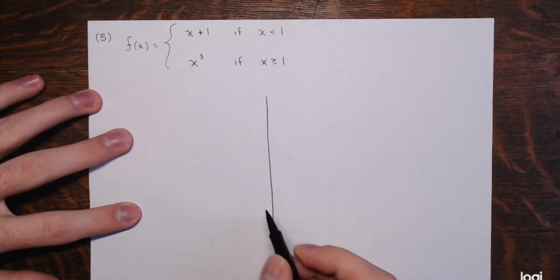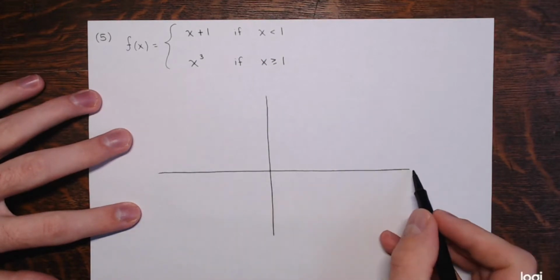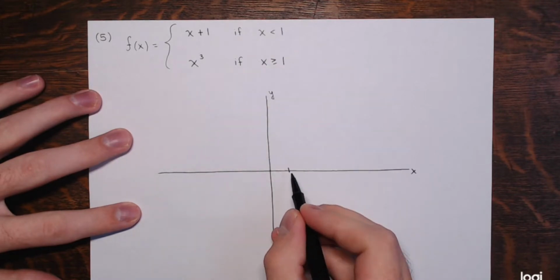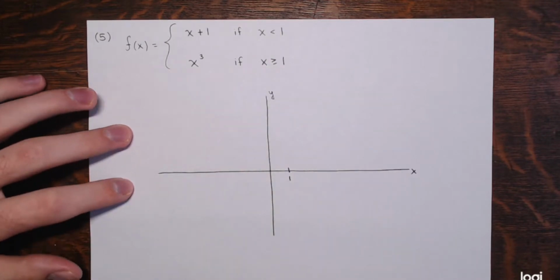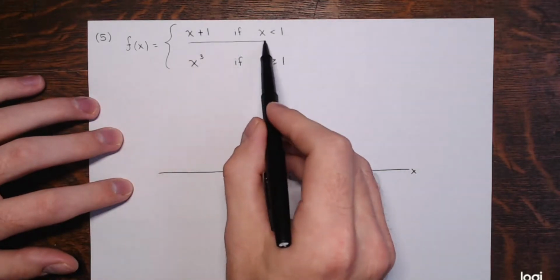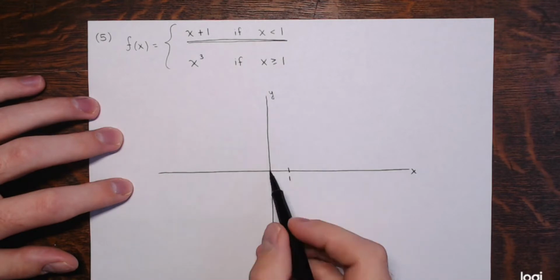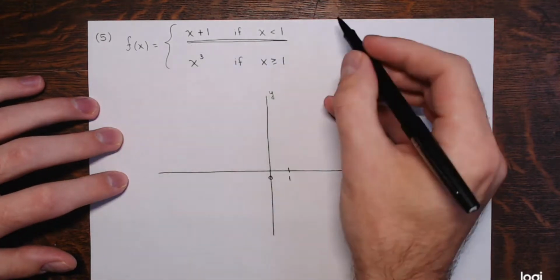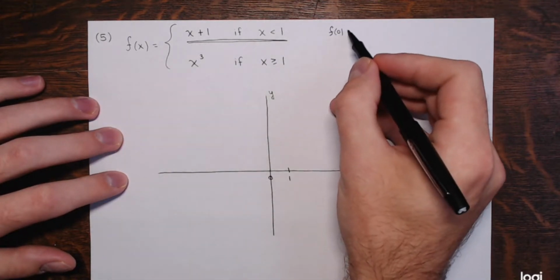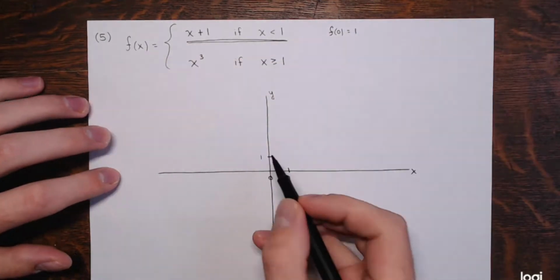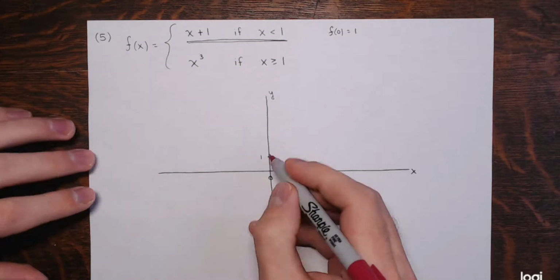Okay, so again, the xy plane. And the numbers mentioned in the conditions here, the only one is the number 1. All right, now I'm going to look at this first piece. Start plugging in values less than 1. So how about 0? Now f of 0 is simply going to be 0 plus 1, so 1. So 0, 1 is a point on this graph. It's solid.